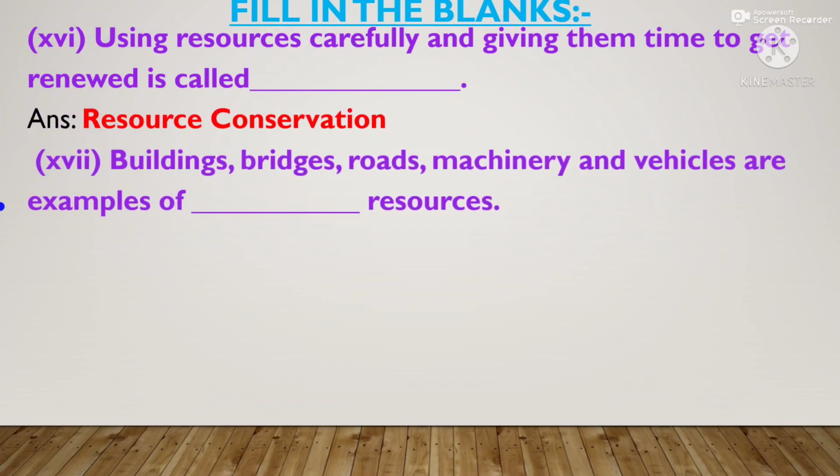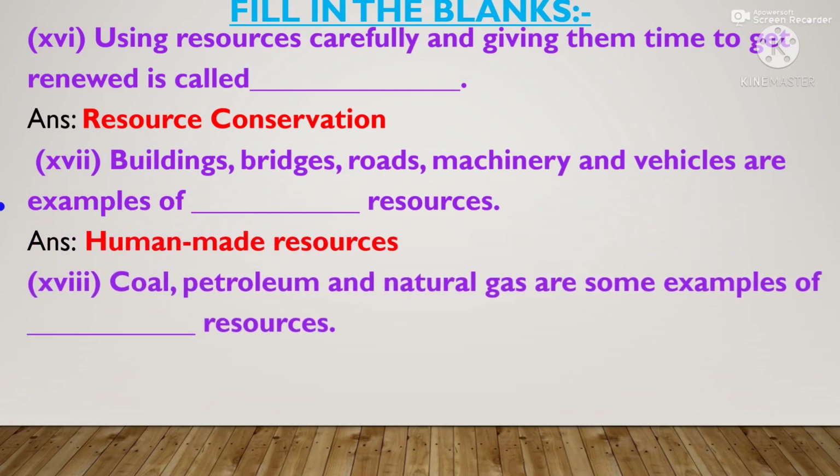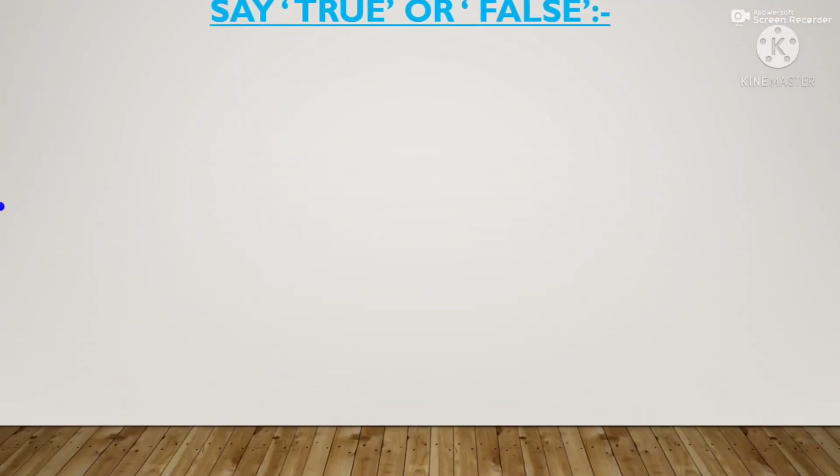Next, buildings, bridges, roads, machinery, and vehicles are examples of man-made resources. Next, coal, petroleum, and natural gas are some examples of non-renewable resources. Next, say true or false.